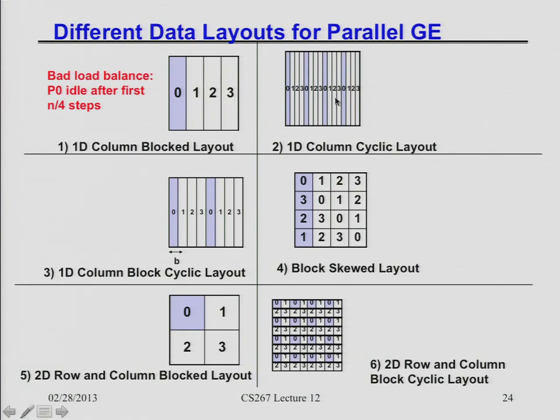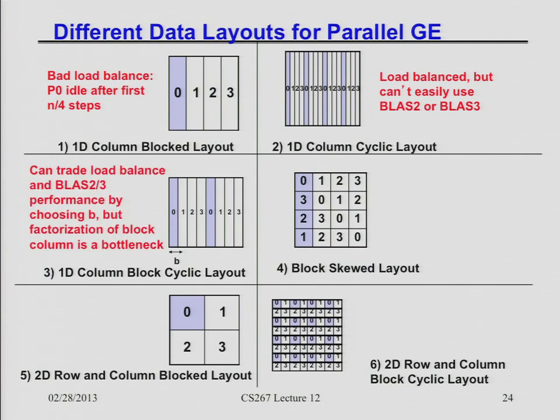So here is a better layout. No matter which trailing submatrix I look at, every processor owns a quarter of it. It's perfectly load balanced. But there's no BLAS-3 going on, right? There are no dense submatrices in this layout that any processor owns. Processor 0 owns every fourth column, so I can't call the BLAS-3 there, and I can't get good local performance.